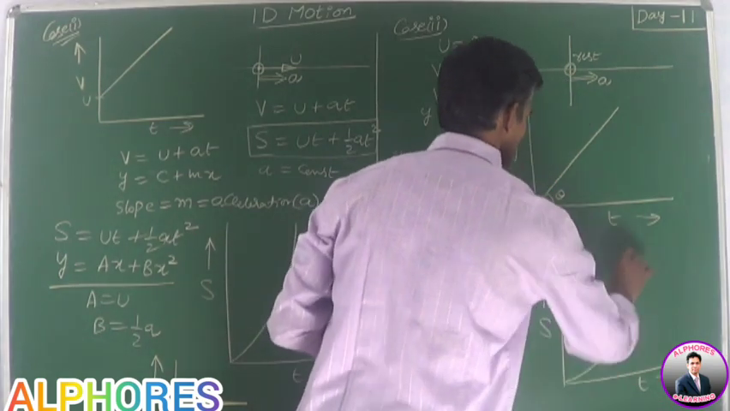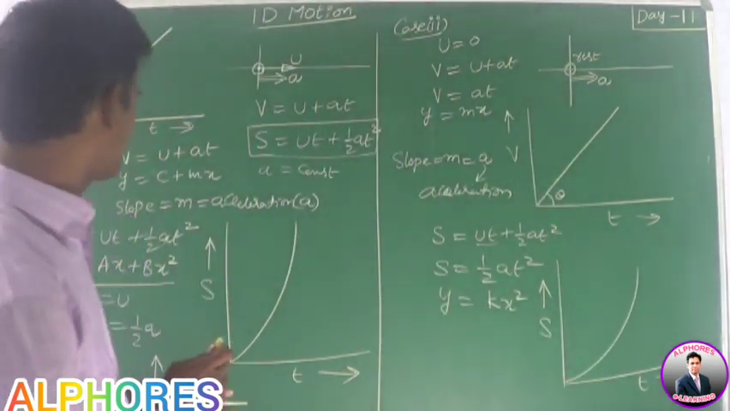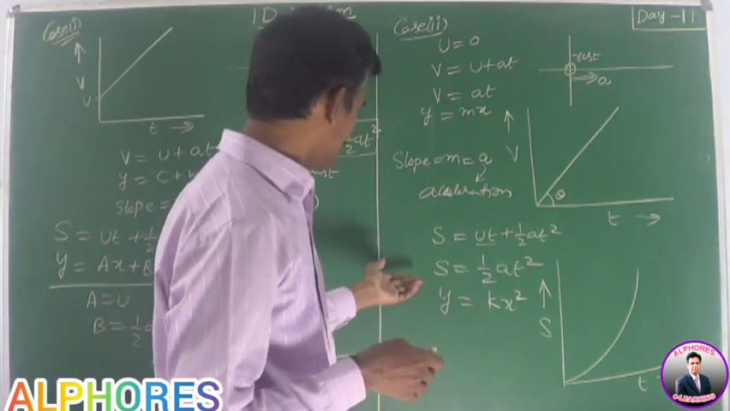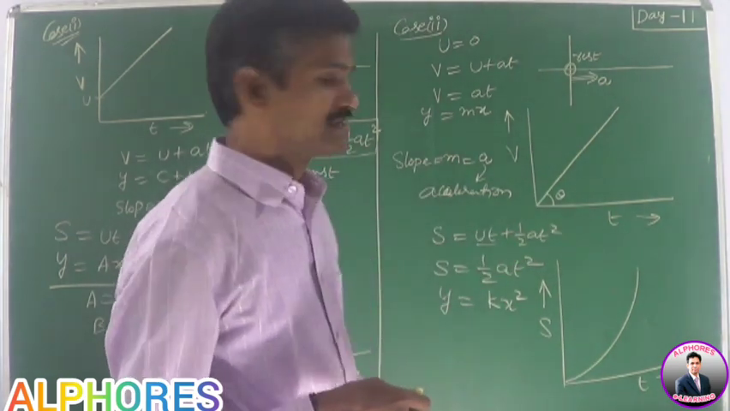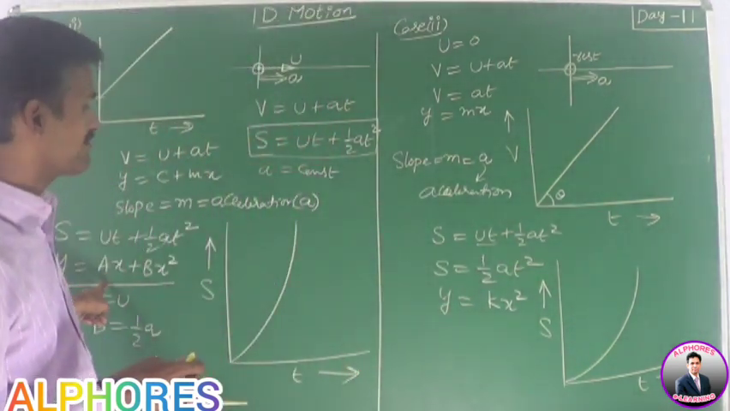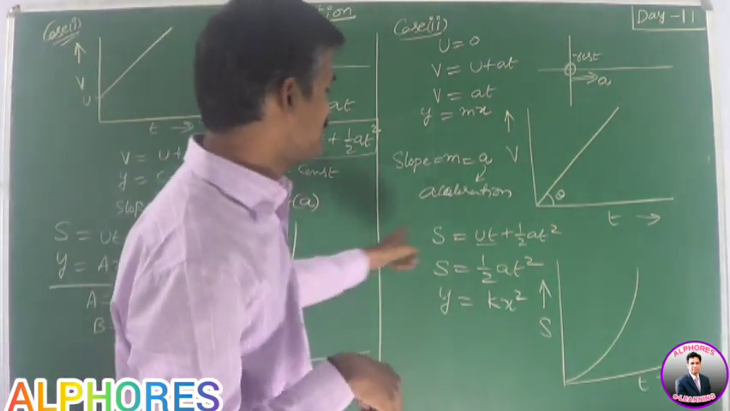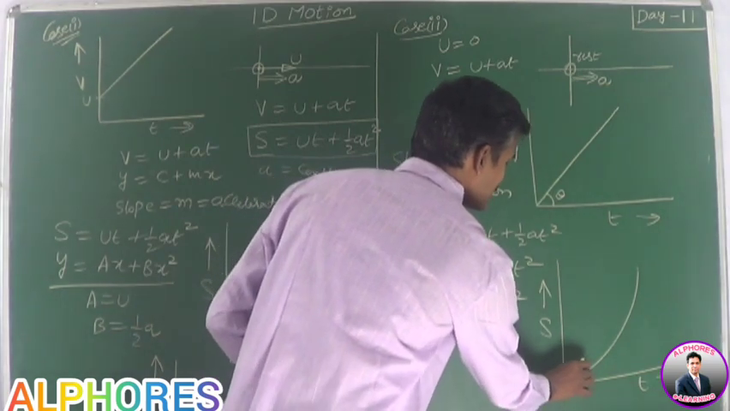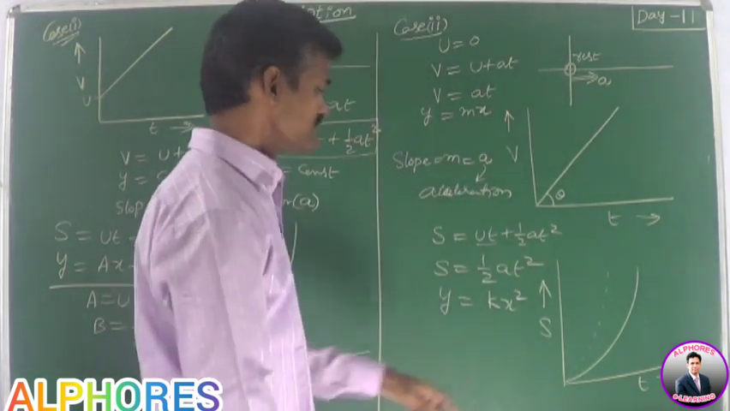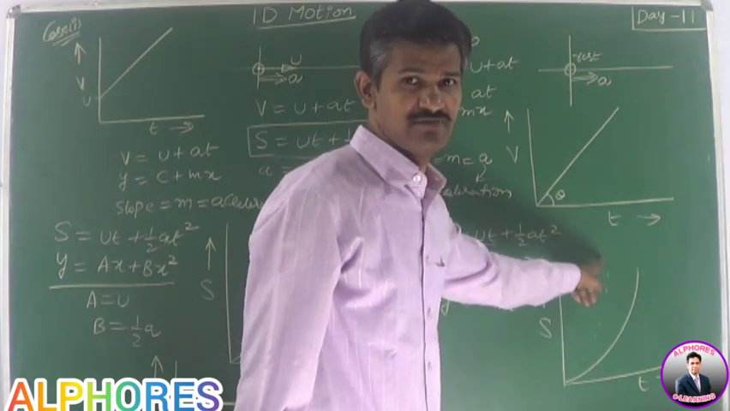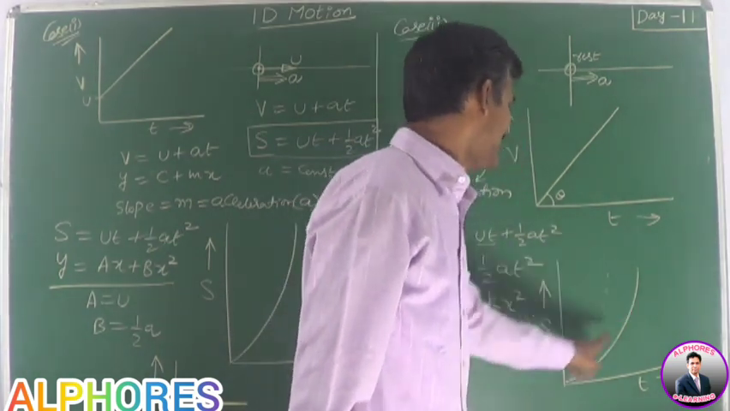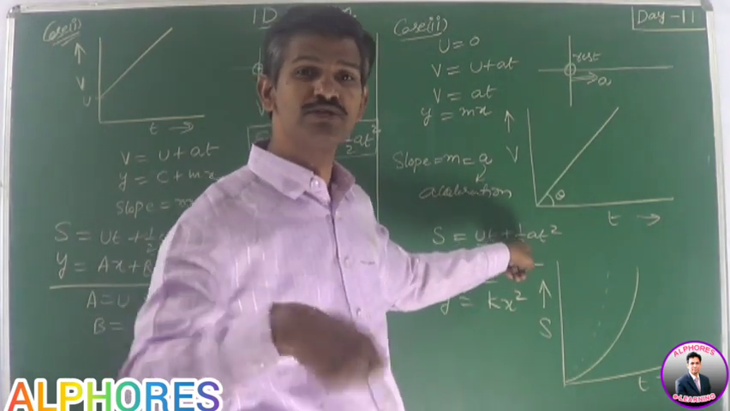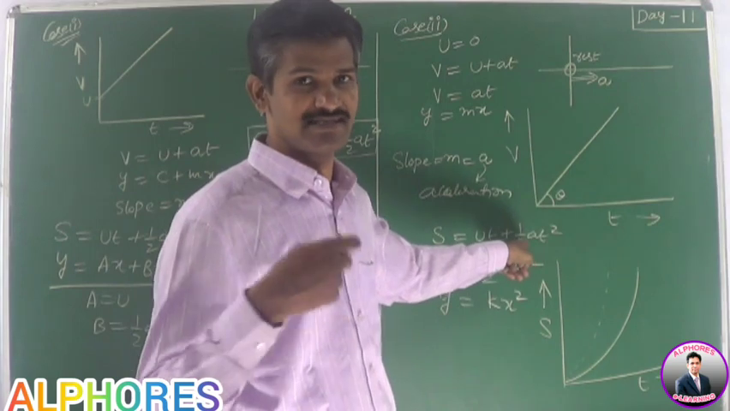So this displacement time graph can be drawn like this. What is the difference between the s is equal to ut plus half at square graph and the s is equal to half at square graph? The s is equal to ut plus half at square graph has more slope when compared to s is equal to half at square. If you draw both graphs at a time, s is equal to ut plus half at square may be like this, but this is half at square. It has less slope when compared to ut plus half at square, that is, with the initial velocity.